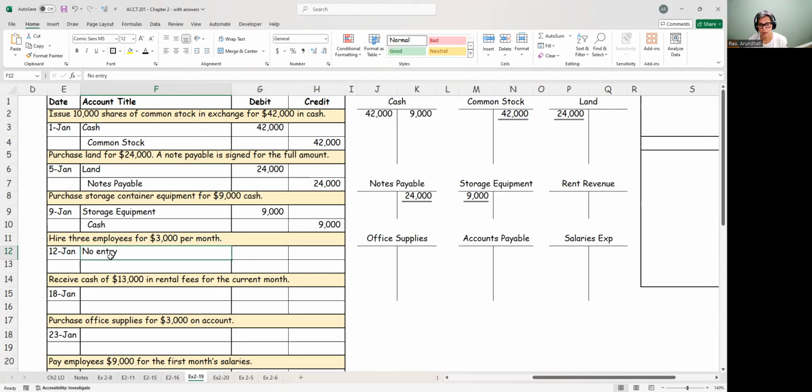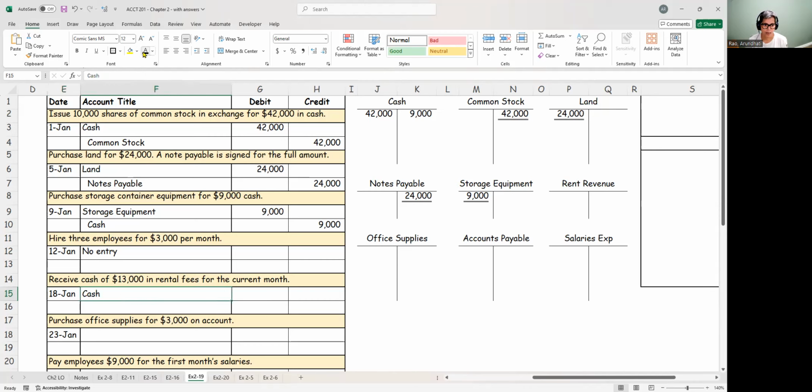Now we are going to write the words no entry over here, but a company in their journal will not put the words no entry. They don't do anything on this day. Well, the HR does the paperwork, but accounting is not going to do anything. On the 18th, we received $13,000 in rental fees for the current month. So we rented out those storage equipment, the containers, and we earned 13,000 cash.